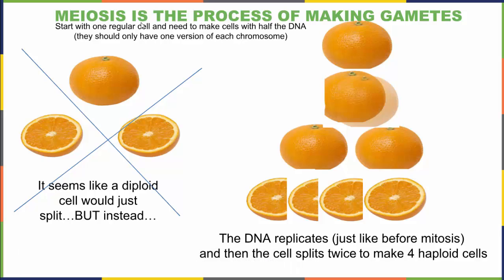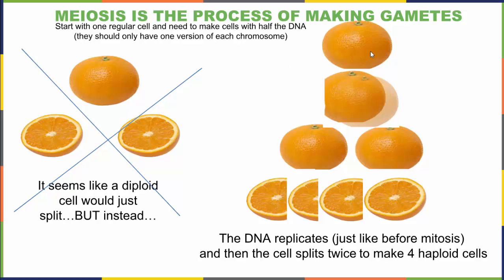All right, so we've said already meiosis is how we make our gametes. And it seems like what should happen is what's on the left here, which you can already see has an X through it. It seems like if we want to make haploid cells, we should start with our diploid cell, our whole orange, and just slice it in half, and make one cell that has half the DNA and another that has half the DNA. But that's not what we do. That would make perfect sense.